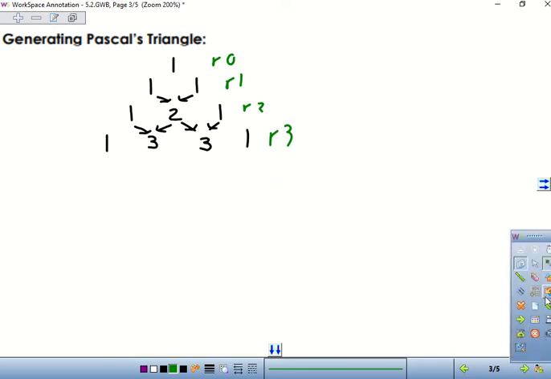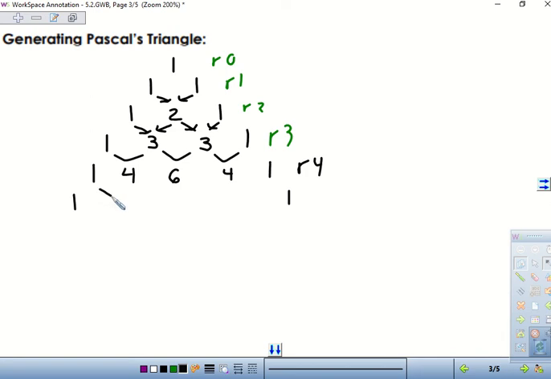So now we're going to do row 4, which is going to have how many numbers? 5. 1 plus 3. 1 plus 3. And 3 plus 3. Good. That's row 4. Put your 1s on the outside. 1 plus 4. 4 plus 6. We got 2 10s. That's row 5 with 6 terms.